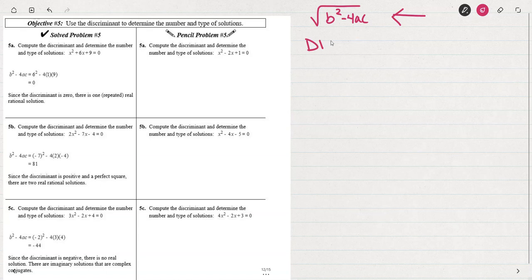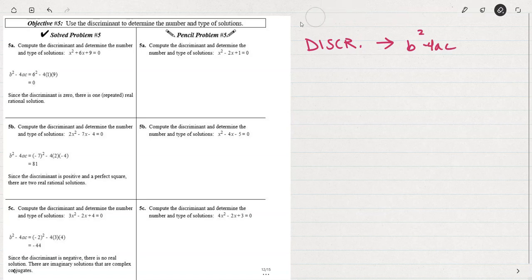So what I can say then is the discriminant is this b squared minus 4ac. Why is that the discriminant? That's the part that discriminates between whether we're going to get 2 real answers, no answers at all, or 2 imaginary answers, and so on. So the discriminant tells us what type of answers and how many answers we're going to get.